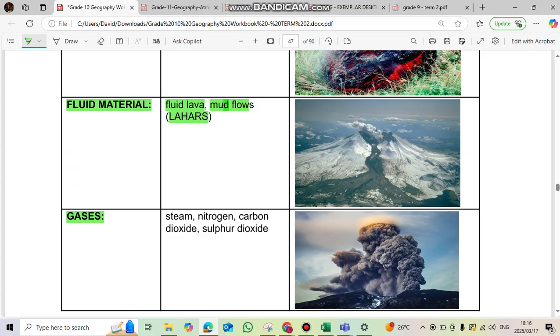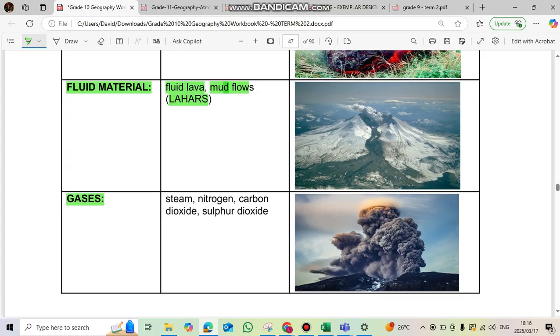Then finally, our gases. There are many different types of gases that are released during a volcanic eruption. But the most common gases are steam, because the water is heated and it creates steam, nitrogen, carbon dioxide, and sulfur dioxide.